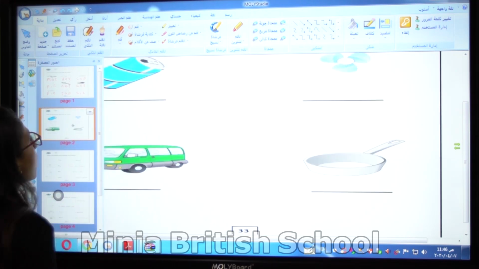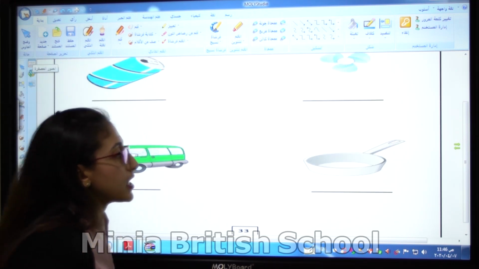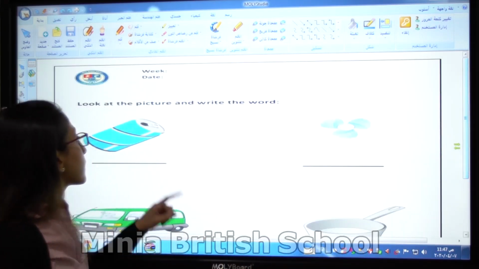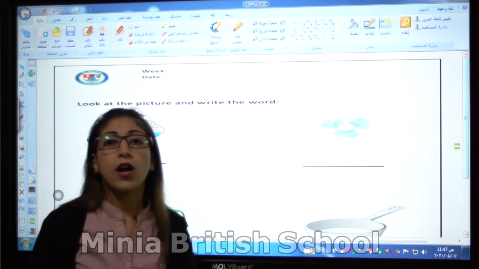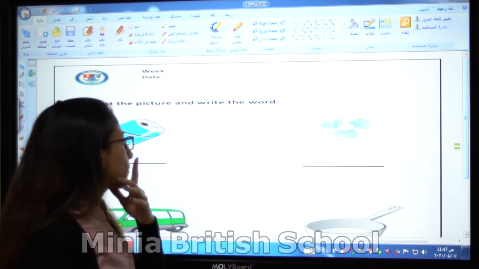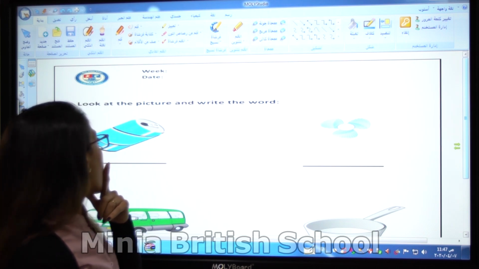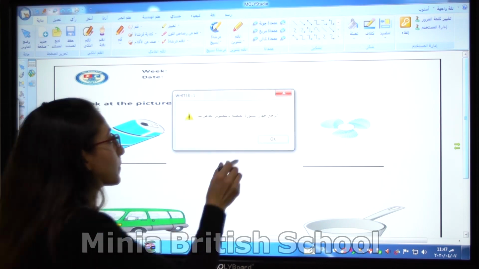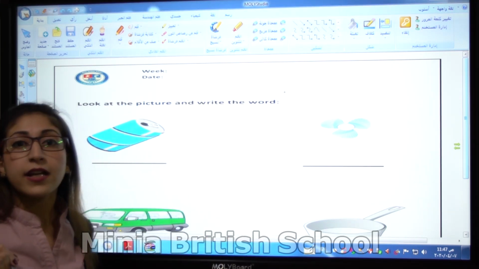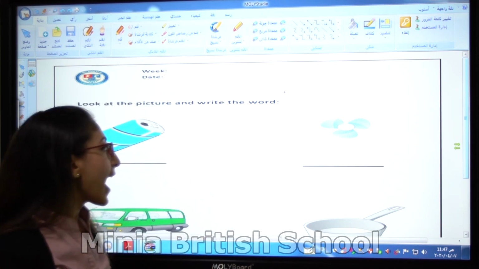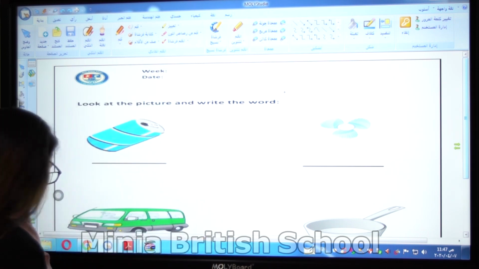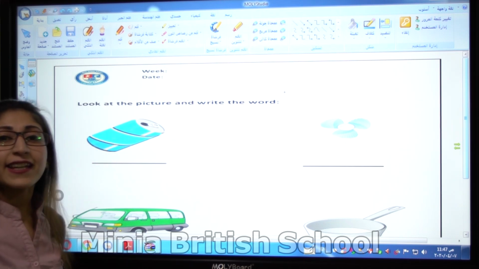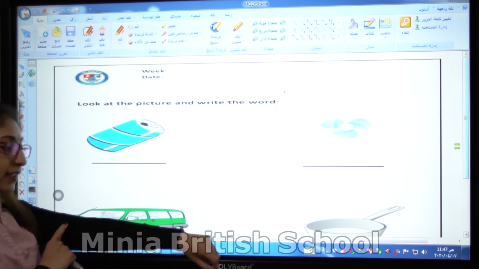Another page. Page 33. Yes. In this page, the question here, look at the picture and write the word. What does it mean? It means I look at this picture and write the word. But in these pictures, the word is from the family of an. An. Yes. What is this? Do you remember what is this picture? Yes, can. Can.